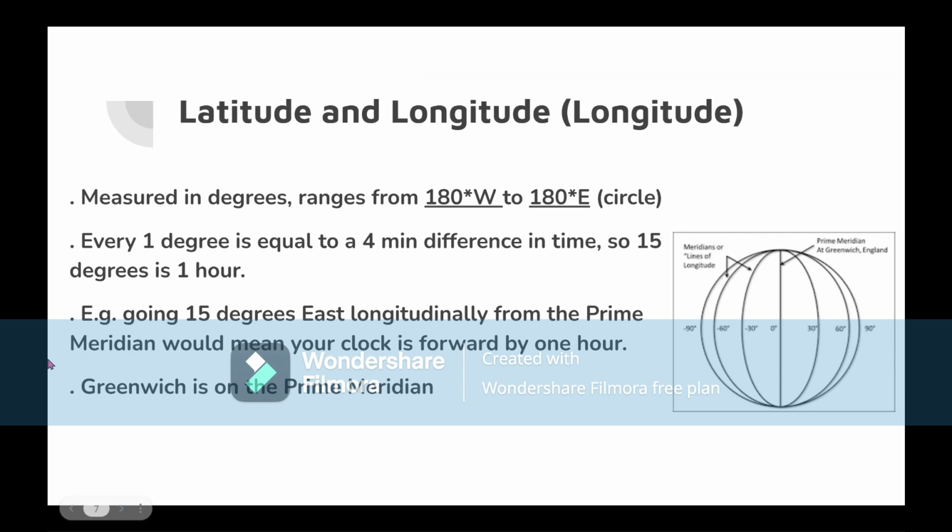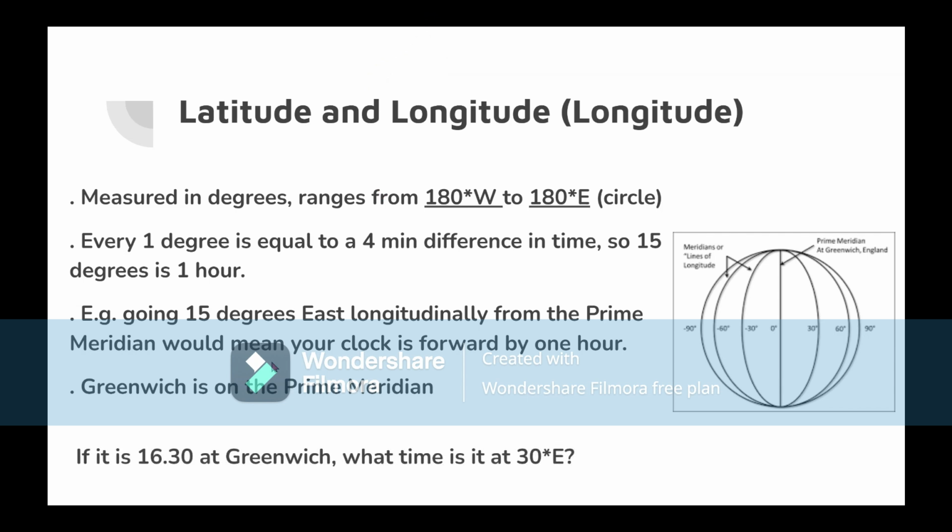Because obviously, if you think 360 degrees, and 15 degrees is 1 hour, and we're splitting up every 1 hour, that means 24 times 15 is 360, which means we have around 24 time zones. So just assess that. I've got a little question here.